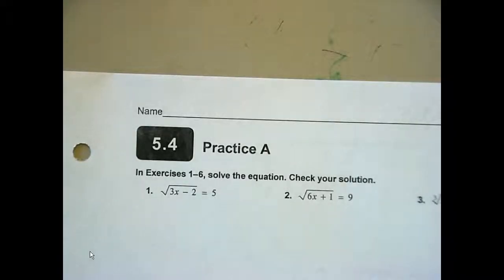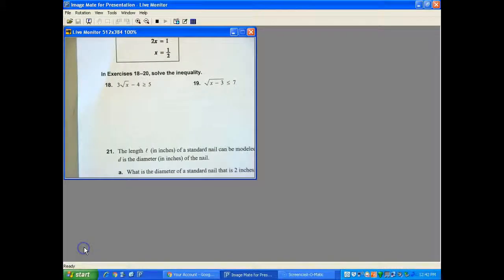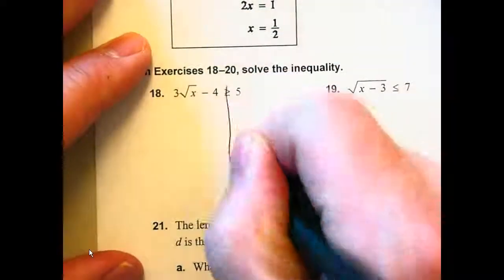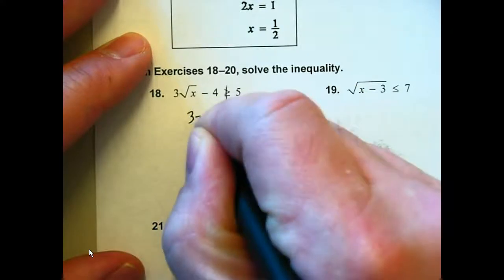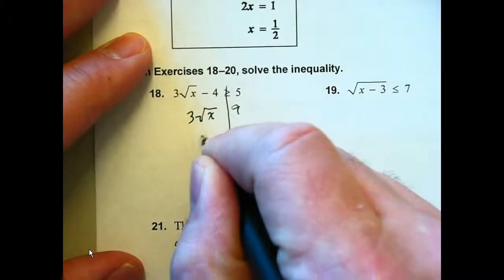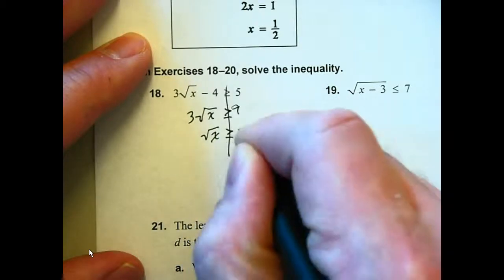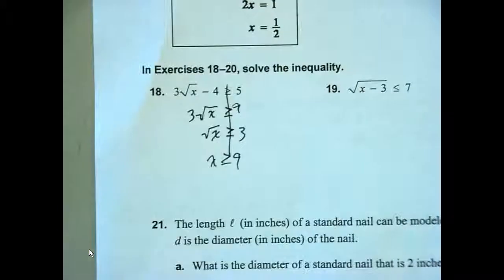So on 5.4 practice A, I want to take a look at problem number 18. I want you to go through that one on your own and solve it. All right, so hopefully you added 4, you got your 9, divided by 3, you got root x is greater than or equal to 3. You squared it, you get x is greater than or equal to 9.